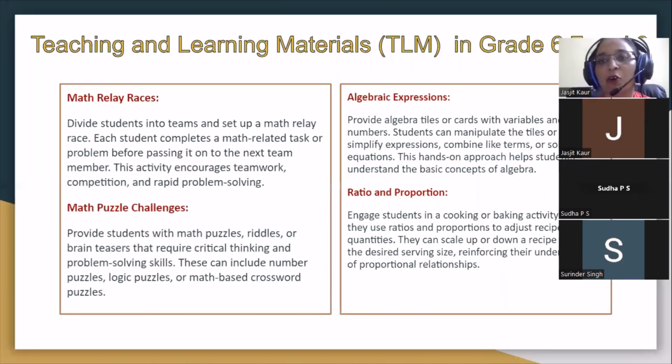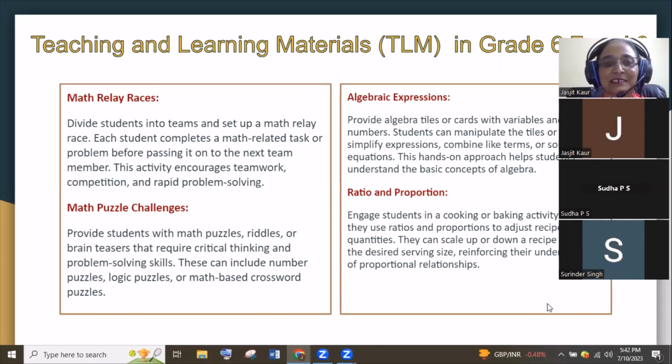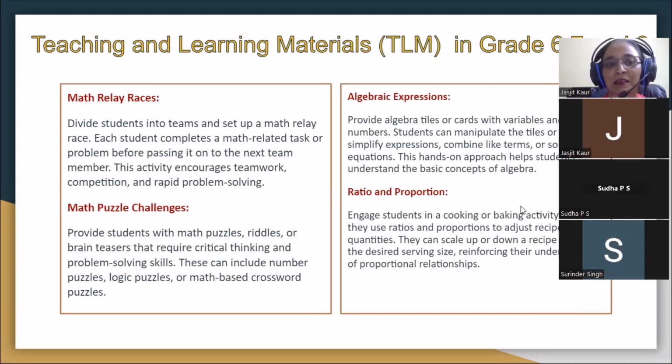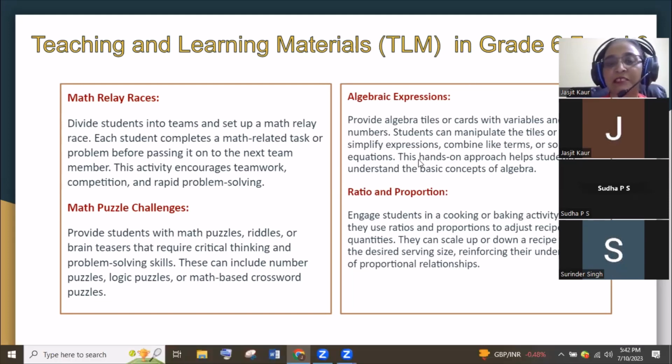We all know the relay races are there in the grounds. Four players are there, isn't it? Anyone knows? Yes, Manisha ma'am, that is true, the frequency of red color is more than the blue color. In the relay races, we have four players and they have to exchange their batons. So let them play math with games also. Divide the students into teams and set them to make the race like that. Puzzle games are there. Algebraic expressions we can do.